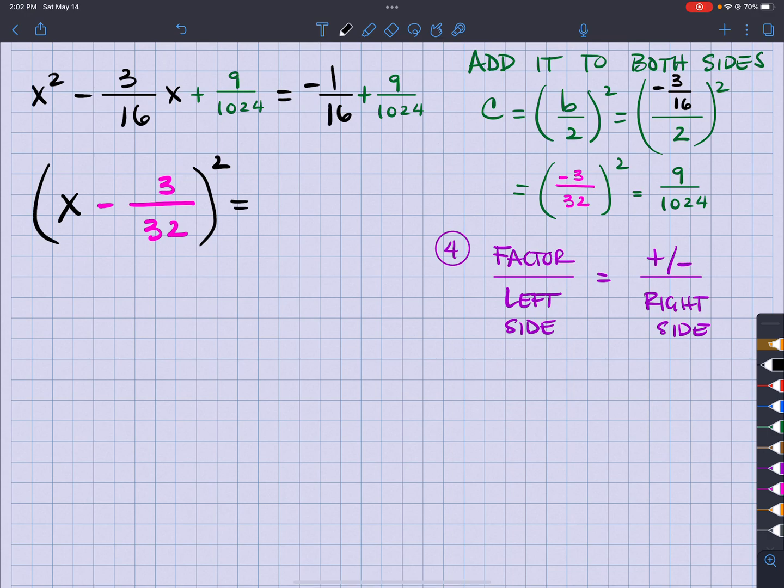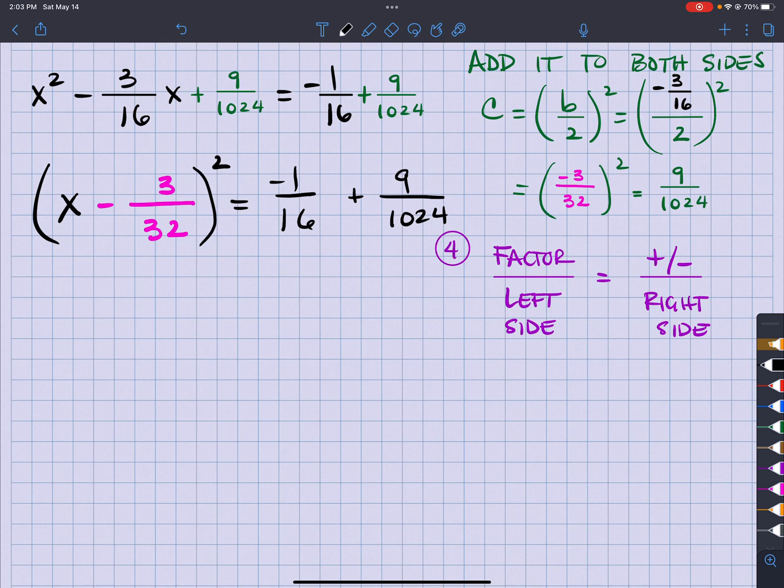All right, so now I have to add these two things here, and that is what's gonna bug me. And I have to add the 1/16 and add that to 9/1024.